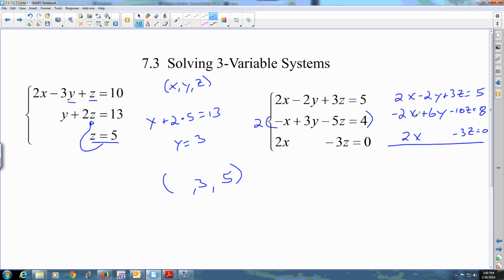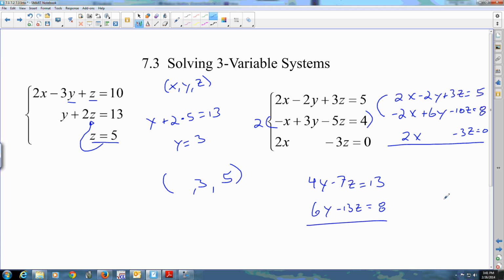Okay, if I were to add the top 2 equations together, this would cancel out. I'd have 4y minus, because I didn't look far enough ahead, this would be minus 7z. Whoops, I'm not being very thorough here. Minus 7z equals 13. Now if I combine the bottom 2 equations, I get 6y minus 13z is equal to 8.